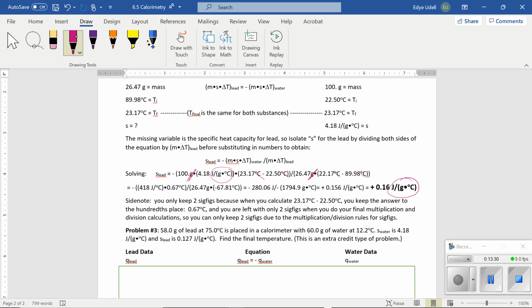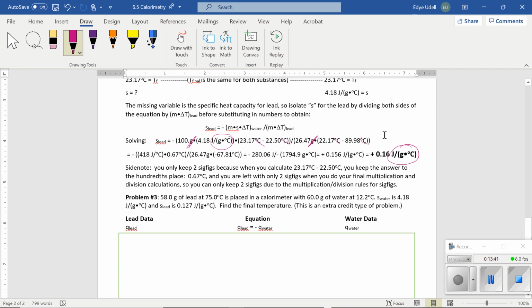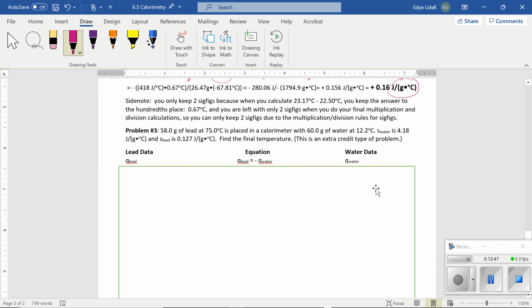Just checking. You always want to write your units down and check your units. I keep noticing students skipping that step. That's not good to skip this step. And then there's a note here about why you can keep 2 sig figs only. That's in your notes. I'm not going to go over that.